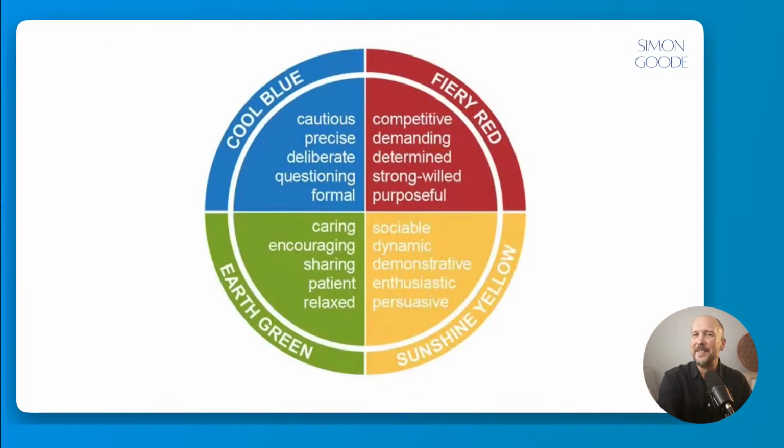This is the Insights Discovery model: the cool blue, fiery red, earth green, sunshine yellow. Similar in many ways to DISC, I guess. The D might be the fiery reds, and the I would be the sunshine yellow, I should say. So again, it's like, what's your focus on? The results, having things that are in control?